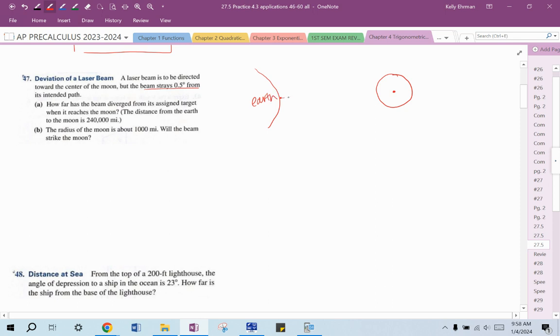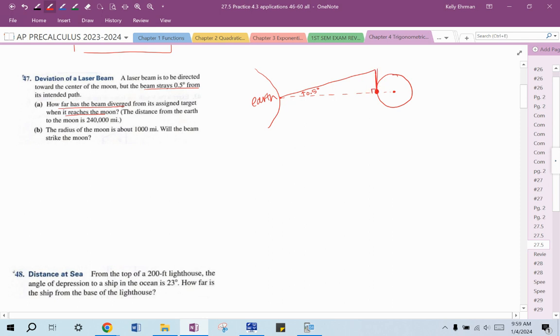So this is supposed to go directly to the center of the moon, but the laser beam has strayed 0.5 degrees from its intended path. Part A says, how far has the beam diverged from its assigned target when it reaches the moon? So not the center of the moon, but the surface of the moon. When the beam is supposed to have hit right here, how far has it gone off target?